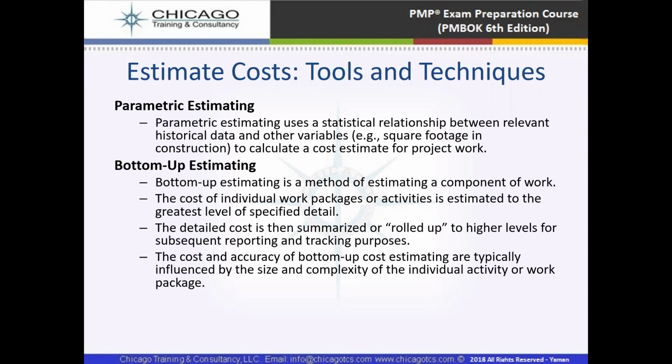Bottom-up estimation is a method of estimating a component of work. It means we are going to estimate based on each detail of work, item by item. We go so much into detail that we will calculate the cost from the market in detail, item by item, and then we are going to accumulate the costs at the summary level. The detailed cost is then summarized or rolled up to the higher levels. The cost and accuracy of bottom-up estimation are typically influenced by the size and complexity of the individual activity or work package.